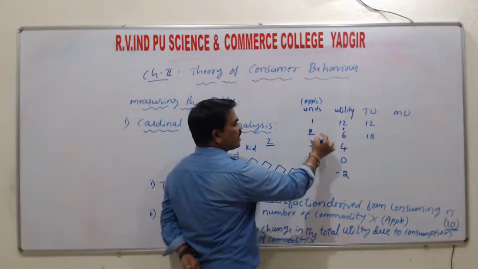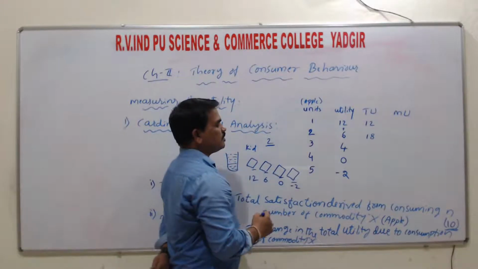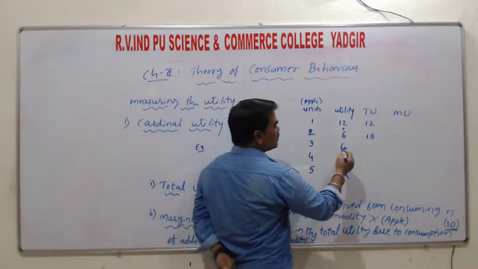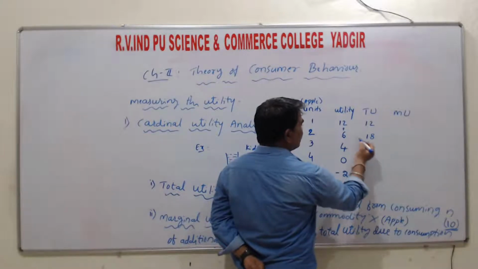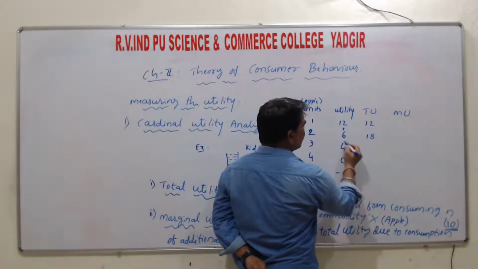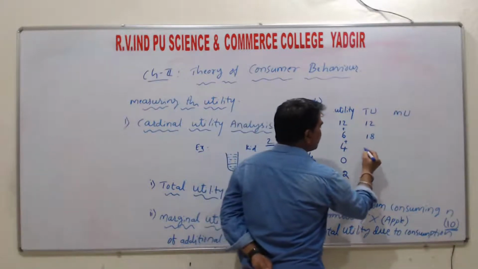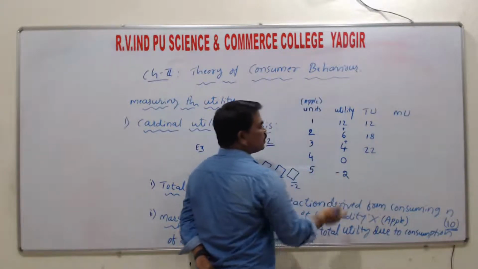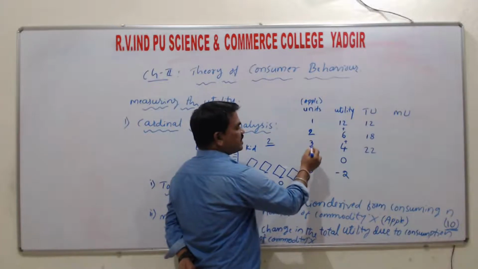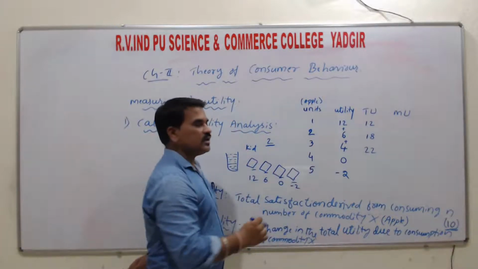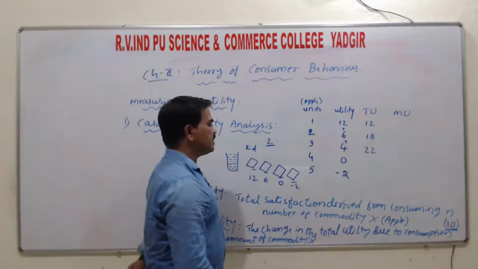Listen to me, I am not talking about the third apple, but when I consume 3 apples, my total utility is 18 plus 4, or we can say 12 plus 6 plus 4. So it is 22. The total utility by having 3 apples is 22. That we can say is the total utility.